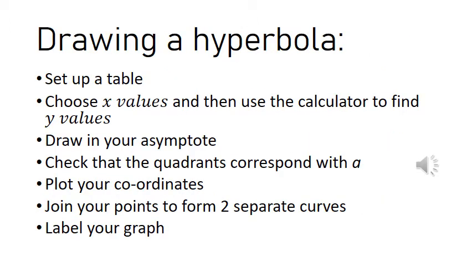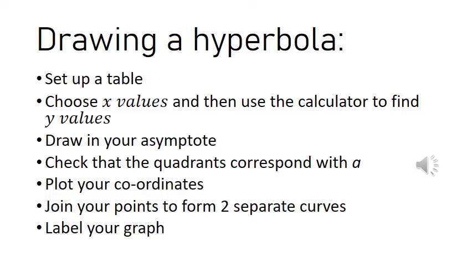Now I'm just going to quickly recap step by step how to actually draw this hyperbola. Your first step is to set up your table. You would then choose your x values. Remember, your a is going to determine your x values. Once you have chosen them, you're going to use your calculator to find your y values. So you're going to plug them into the calculator and it will give you the y values.